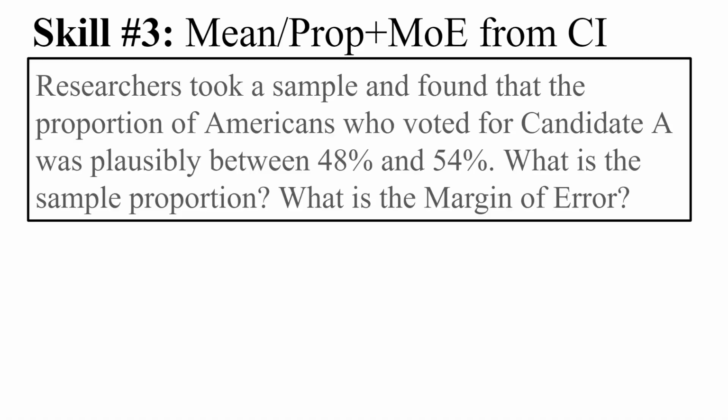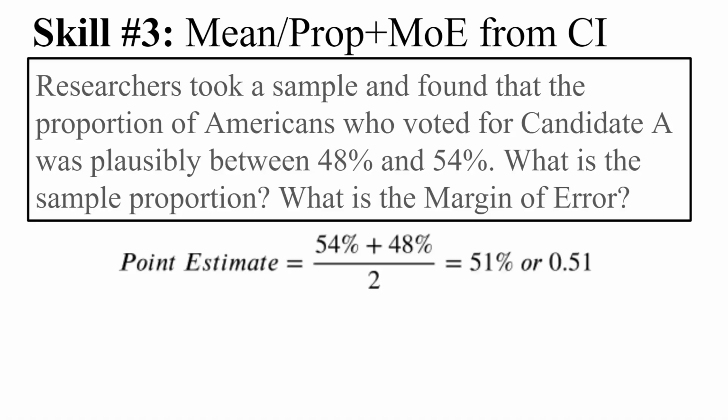Researchers took a sample and found that the proportion of Americans who voted for candidate A was plausibly between 48% and 54%. What is the sample proportion? What is the margin of error? Okay, so to find the sample proportion or the point estimate, we're going to add them up and divide by 2. And that should give us 51%.